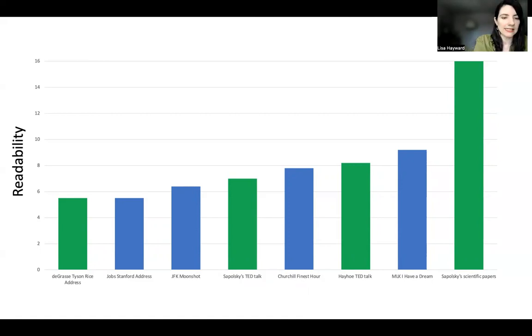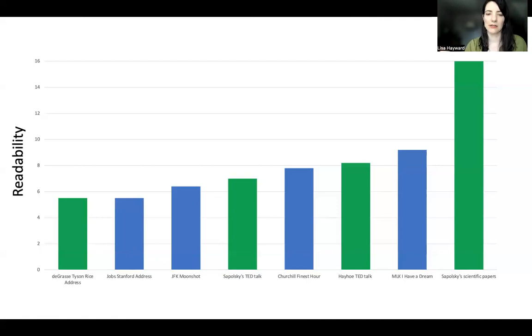Here is Neil deGrasse Tyson over here. He's getting just over a 5th grade reading level. Reading level is a score of readability. So if you look at Hemingway, he's at a 5th grade level. Neil deGrasse Tyson's just a little bit less readable than that. Steve Jobs has the same score for his Stanford address. He was known as a master of simplicity. JFK's moonshot speech is widely considered to be one of the most influential speeches of the last century.